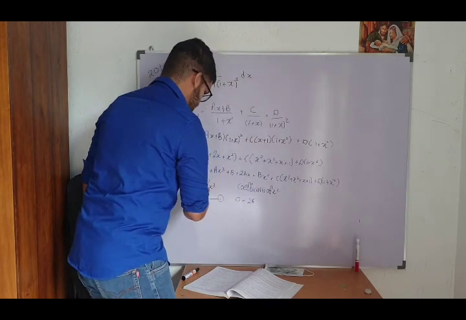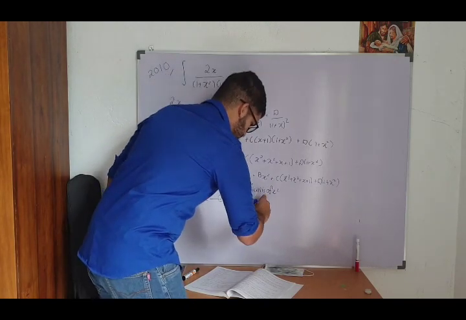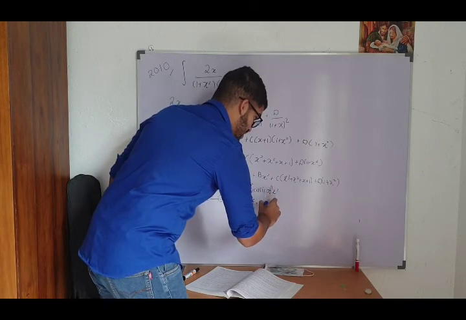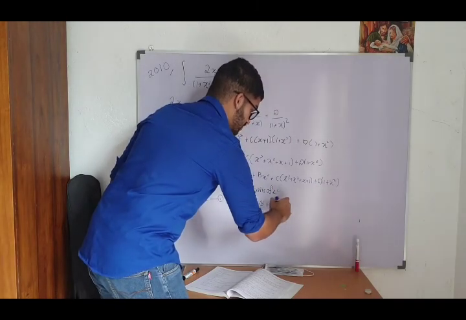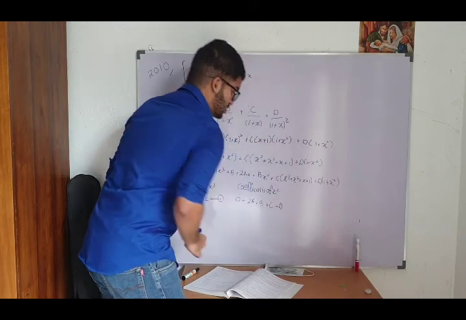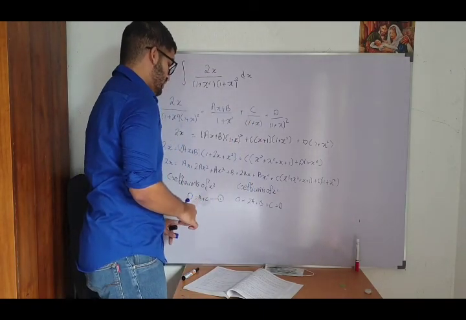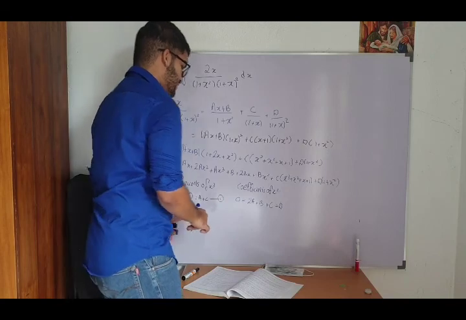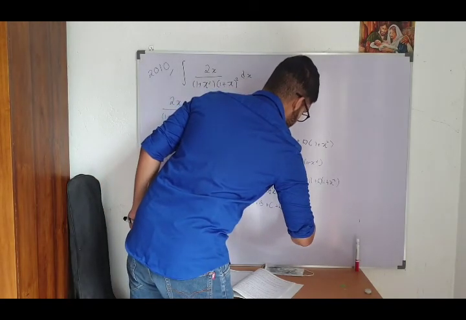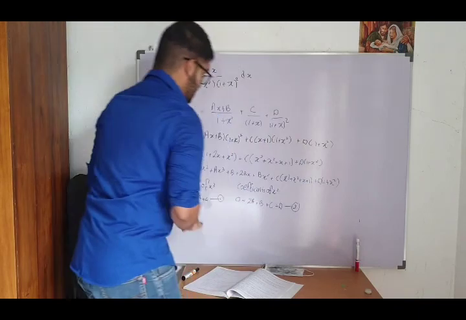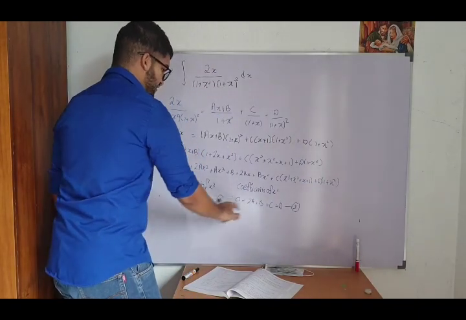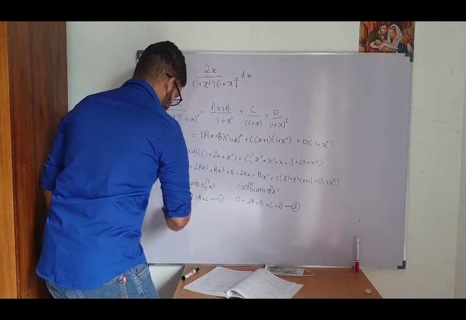2a, then you have b plus c plus d. Right. So now that you have found it, we should mark this as the second equation. Now we should find the coefficients of x to the power 1.